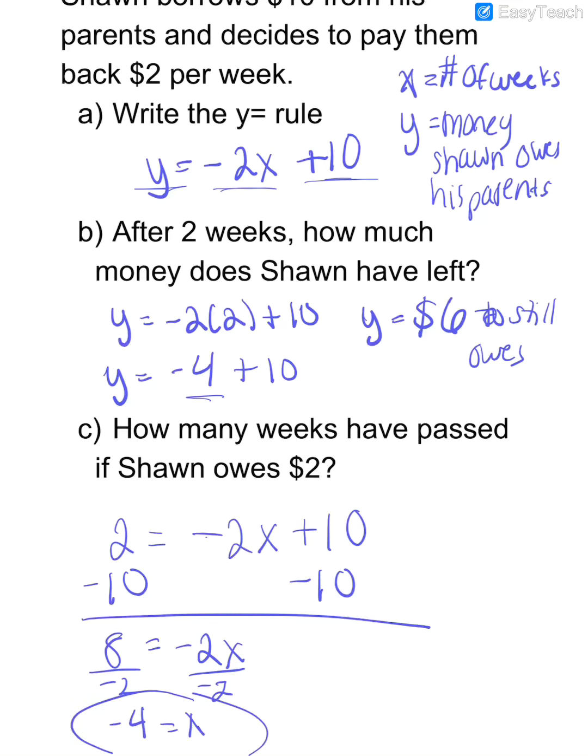How many weeks have passed if Sean owes $2? So that would be 4 weeks that have passed, because we have to think about the context of the problem. Okay, so even though it's negative 4, we got to think about that, because we're working from him owing, that's why it's negative. So you got to think about the context of the problem here.